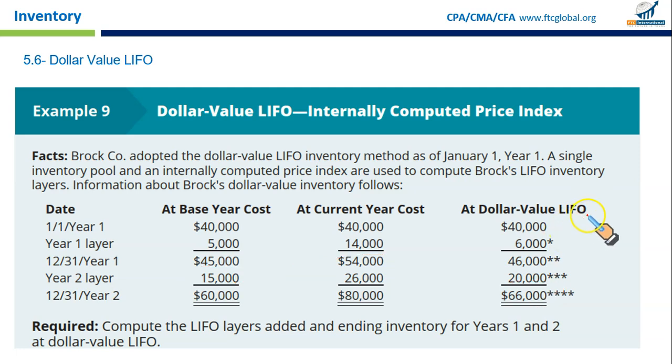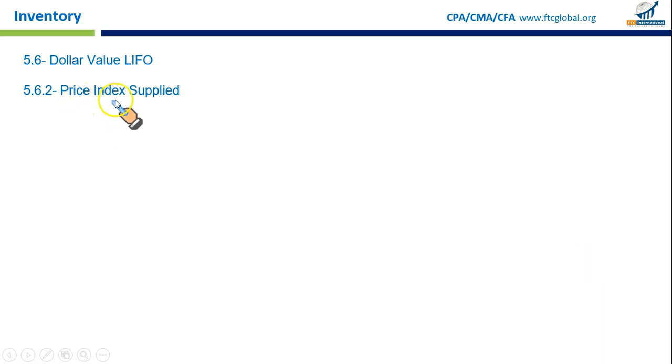So finally, what is the story? The ending inventory at the end of year 1 is 46,000 after adding a 6,000 LIFO layer, and the ending inventory for year 2 is 66,000 after adding 20,000 LIFO inventory. Price index supplied: where the price index is given in the problem, the year-end price index is simply multiplied by the LIFO layer. Let me show you how it works to calculate the LIFO layer added during the period.